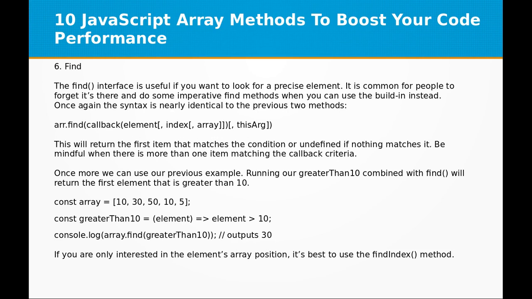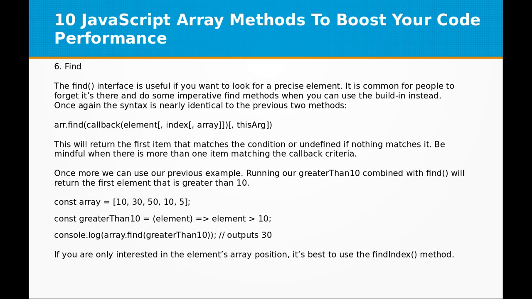The next one is the find function. The find interface is useful if you want to look for a precise element. It is common for people to forget it's there and do some imperative find methods when you can use the built-in instead. Once again, the syntax is nearly identical to the previous methods. A.find callback element index arrays this element. This will return the first item that matches the condition, or undefined if nothing matches it. Be mindful when there is more than one item matching the callback criterion.